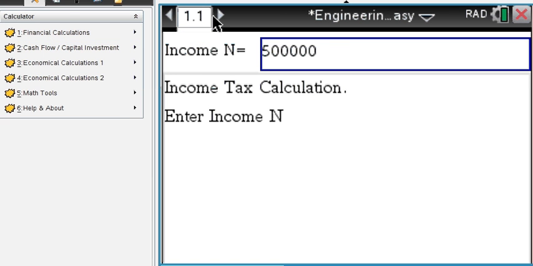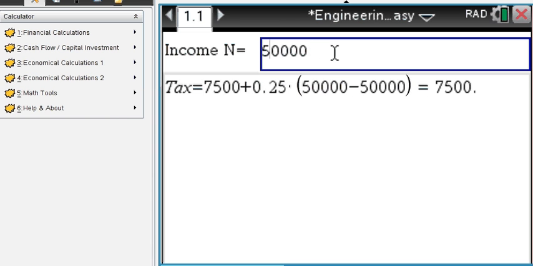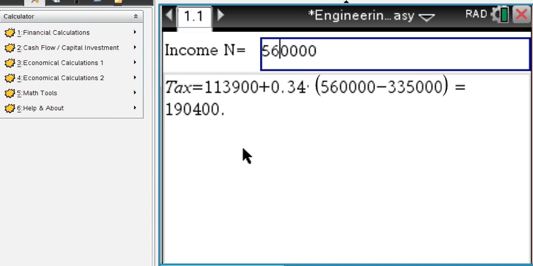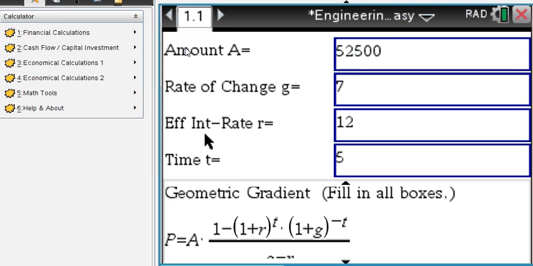Income tax calculation. Say a company makes $500,000, how much taxes do they have to pay? $170,000. This is broken down by the initial amount, this much, and then 34% of whatever is above $335,000. Notice you change your value here a little bit, you immediately get the new amount of taxes to be paid. All right. Moving right along, cash flow, want to find the geometric gradient.